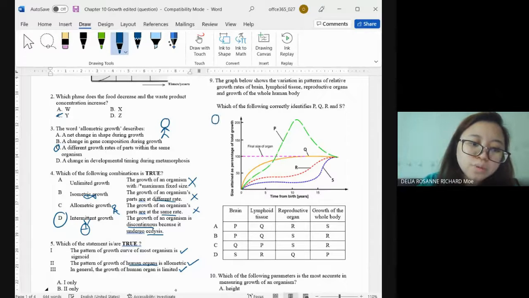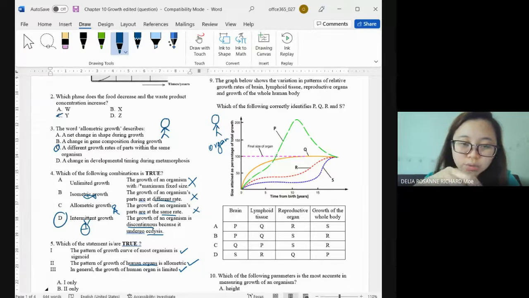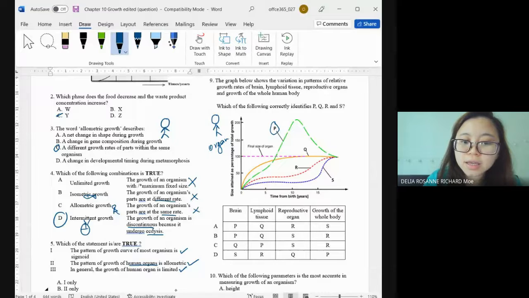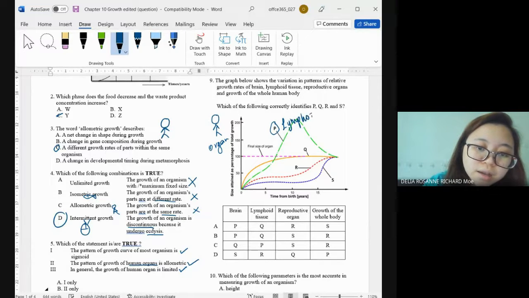Okay, ini adalah untuk human organ ya. Q. Yes, okay. Marnie wants to start with Q. Boleh juga. For me, I will start with P, sebab garisan yang paling pelik adalah P. And dia yang paling senang untuk kamu kenal pasti. Yang memuncak semasa kamu kanak-kanak, dia melebihi final size of organ itu. Lepas tu dia akan pelan-pelan turun. Itu adalah lymphoid organ, sistem limpa kita.